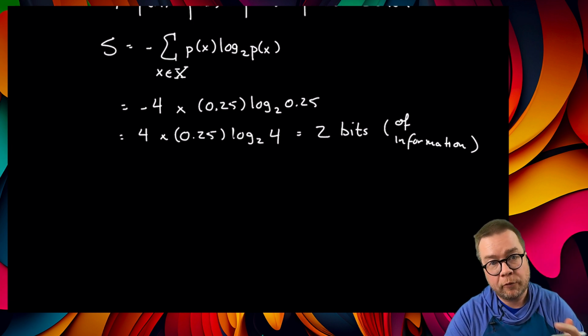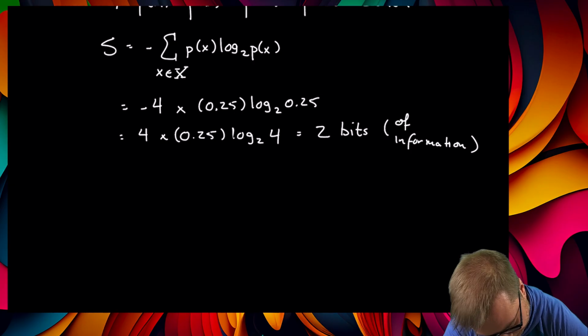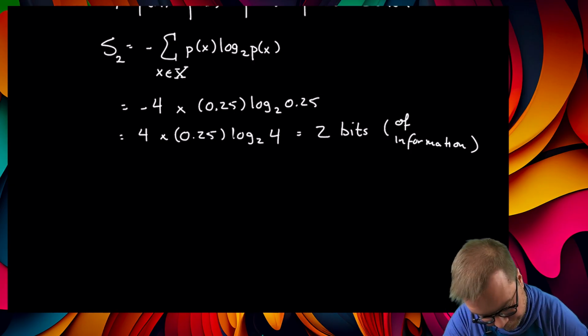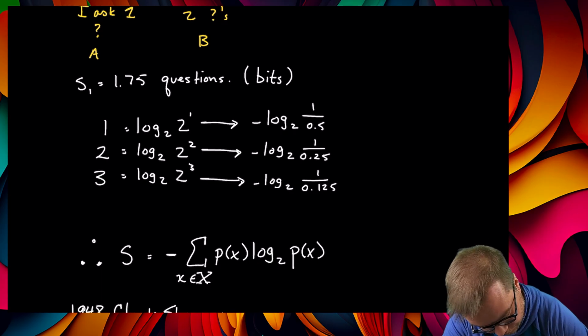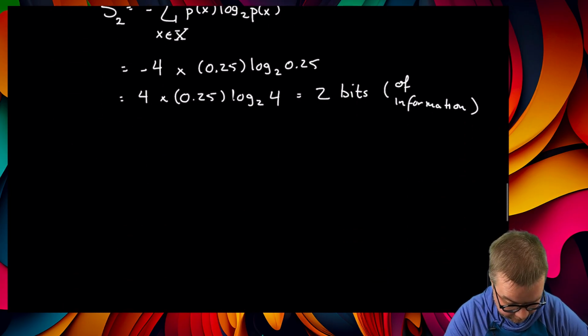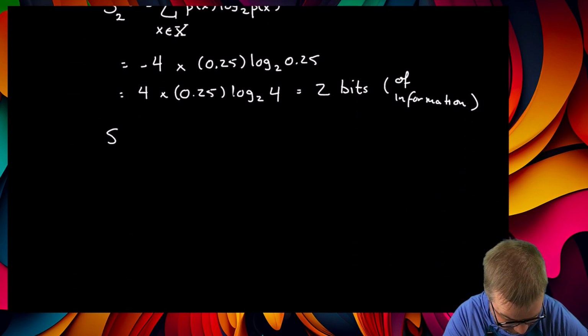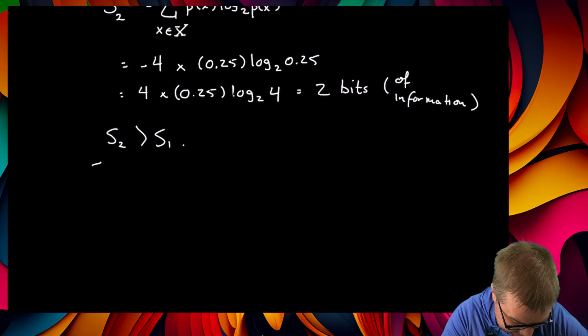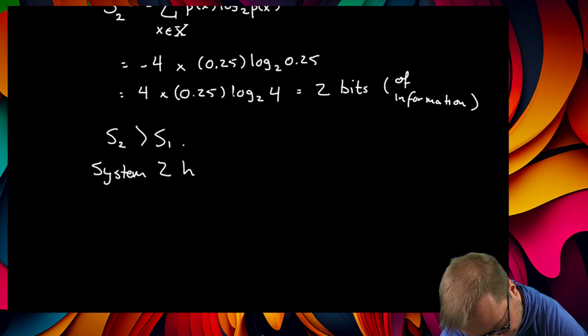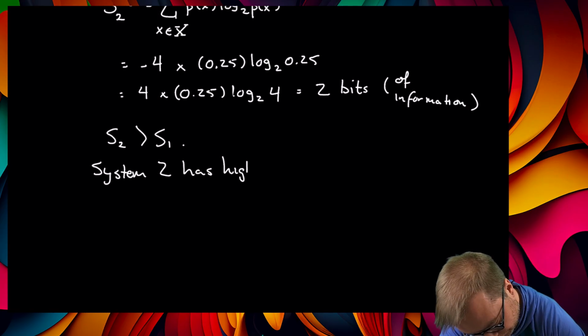So clearly, when the probabilities are all equal, so the S here, let's call this S of system 2, compared to up here, this is the S of system 1. Clearly then the S of system 2 is greater than the S of system 1. And what we would say in this case is that system 2 has higher entropy.